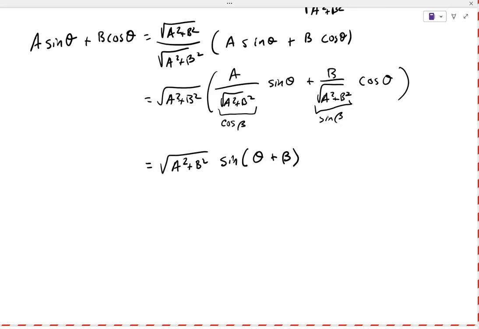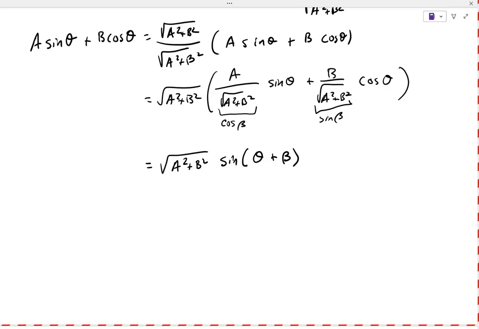Okay. So when you have these things with a sinusoidal expression, the first thing you're going to do is multiply and divide by the square root of the sum of the squares of your coefficients, and then you're going to figure out what your beta value is. Okay, we'll do a couple of examples like that here in a minute.